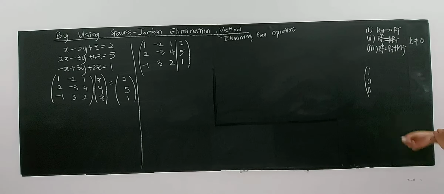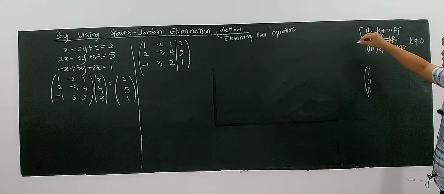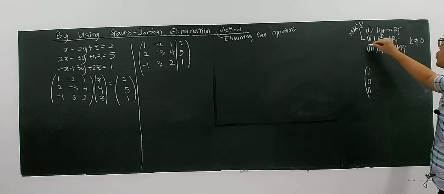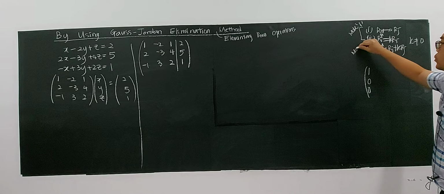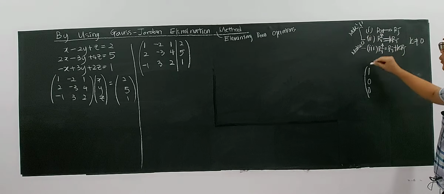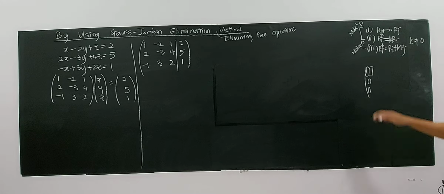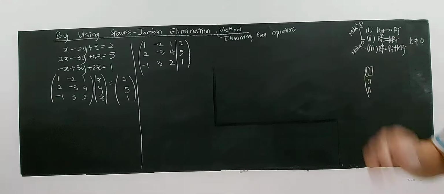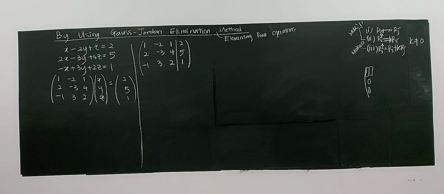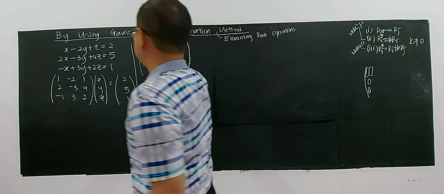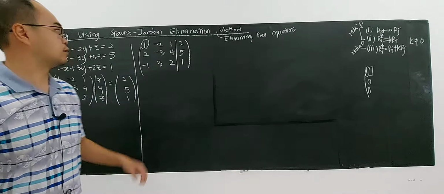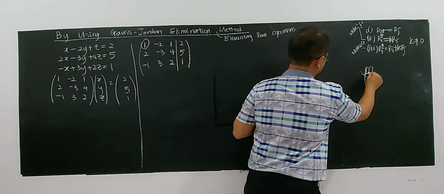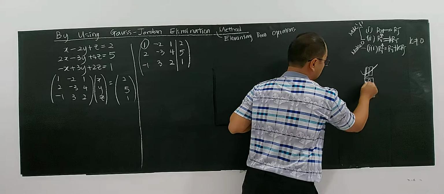So the first step is to make something become 1. Then you make something become 0. Now we go for the first step: you make something become 1, either by interchanging or by multiplying by a constant. Based on this matrix, you already have 1 here, so you skip the first step. Now you go for step 2.